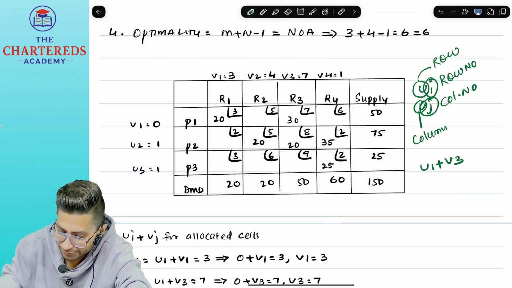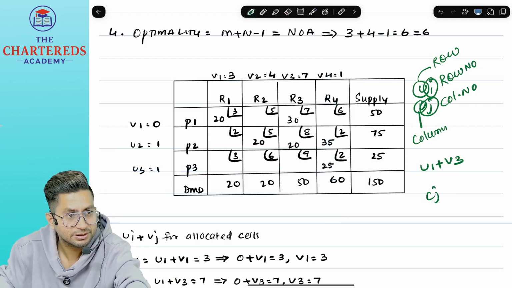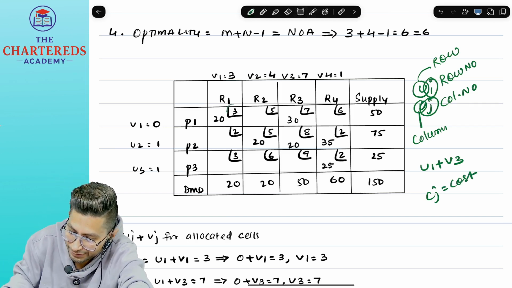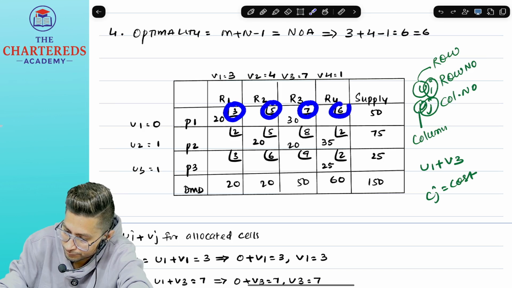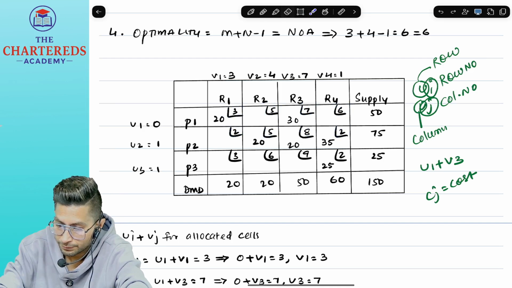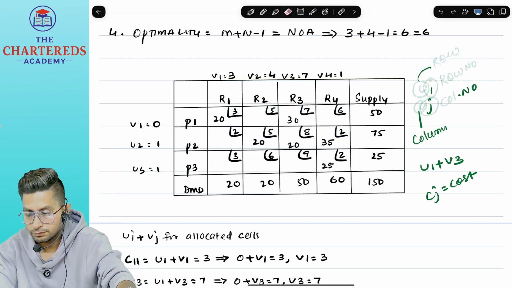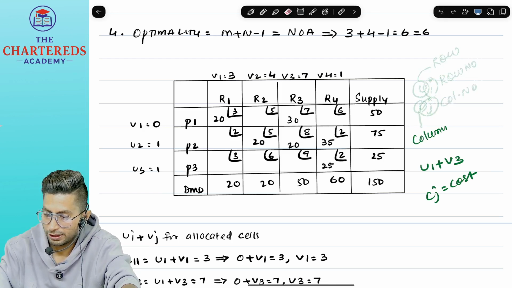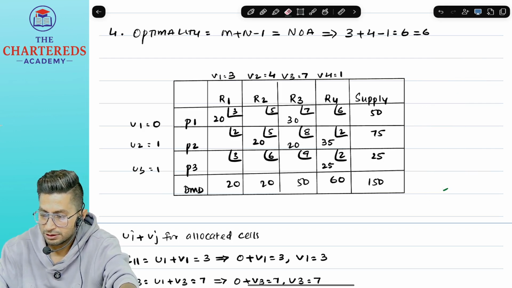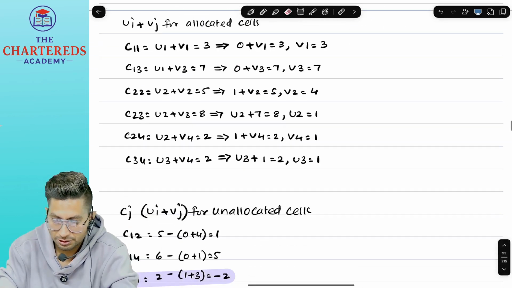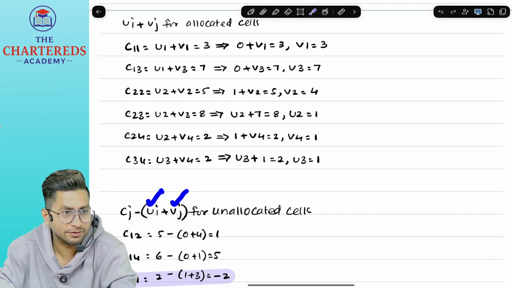Understood? Then there is one more term called Cj, right? Cj means cost. These we write here, these are costs. This is Cj. Now, after calculating ui plus vj, next we have to calculate Cj minus ui plus vj, wherein Cj means cost, which you already know, and ui and vj.